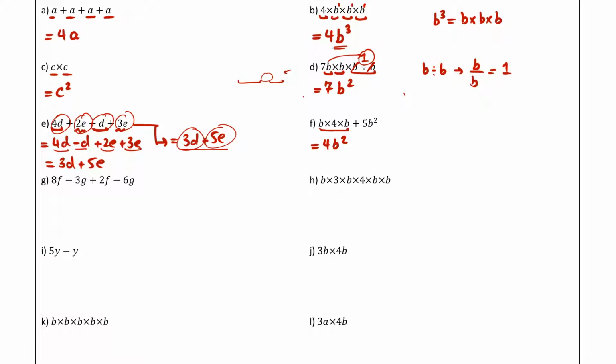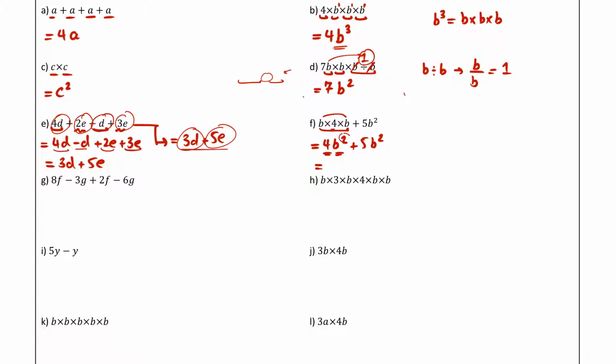4b squared over here. B times b gives me b squared, and the 4 is the coefficient. A good form of writing it is always the number first and then the variables in alphabetical order. And I'm adding this to 5b squared over here.